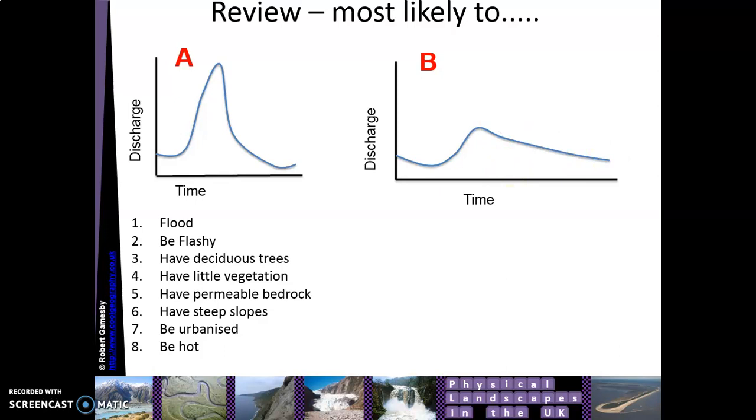As I said, hydrographs are tricky. Just stick with it, and hopefully you will get it. There's lots of 6-mark questions based around hydrographs, and again, we'll practice those in lessons.